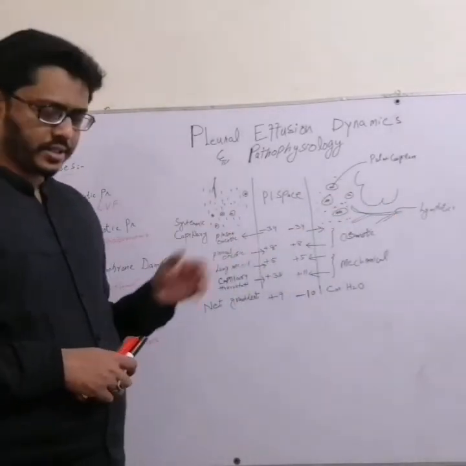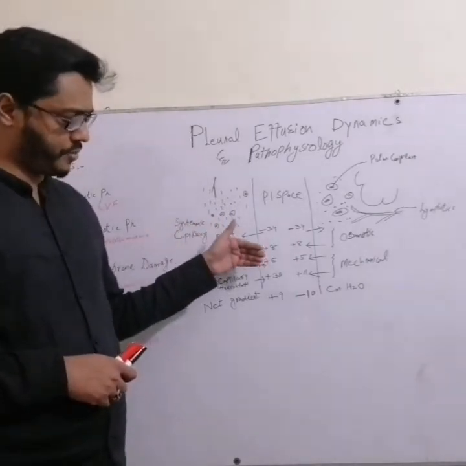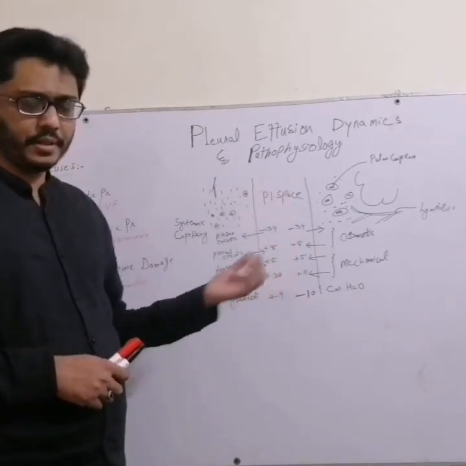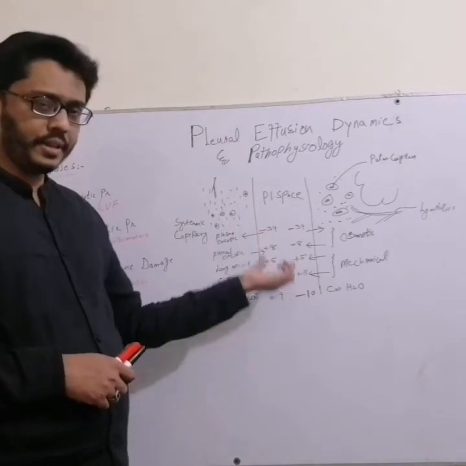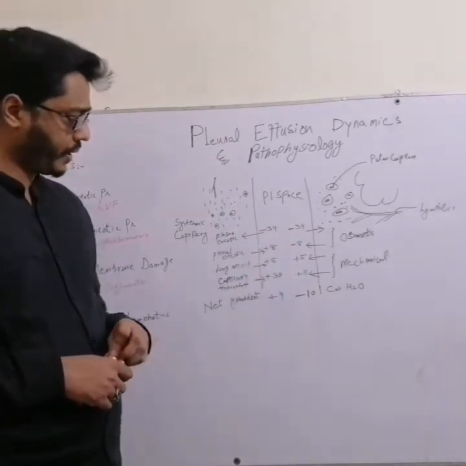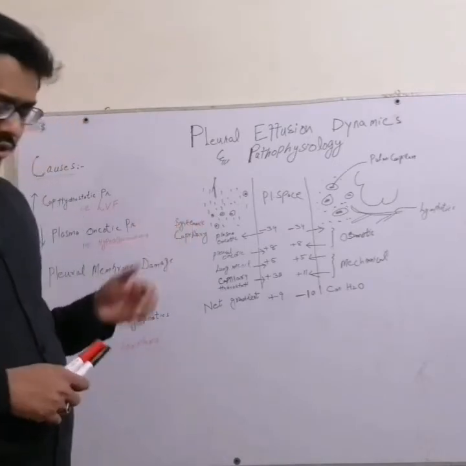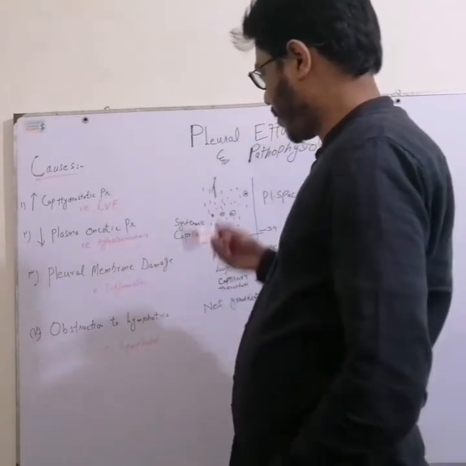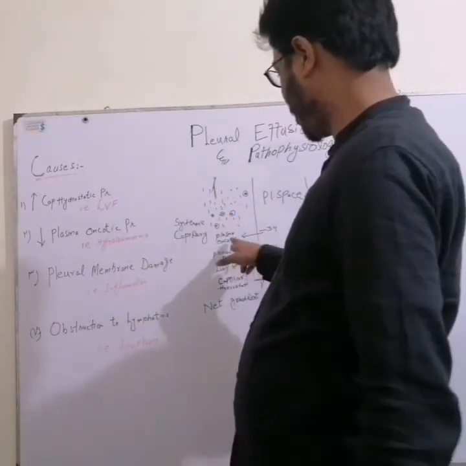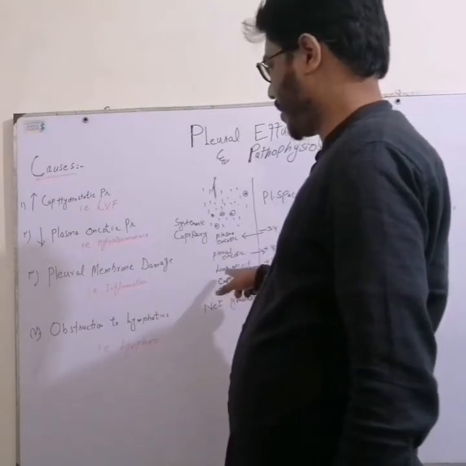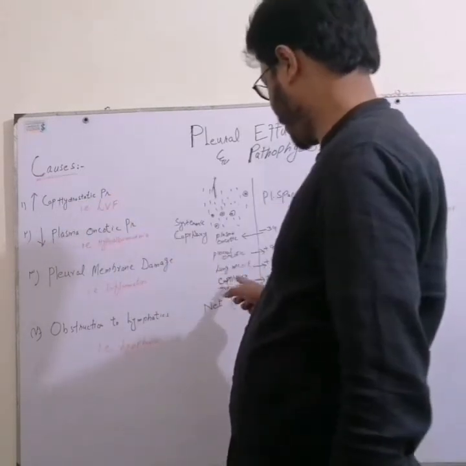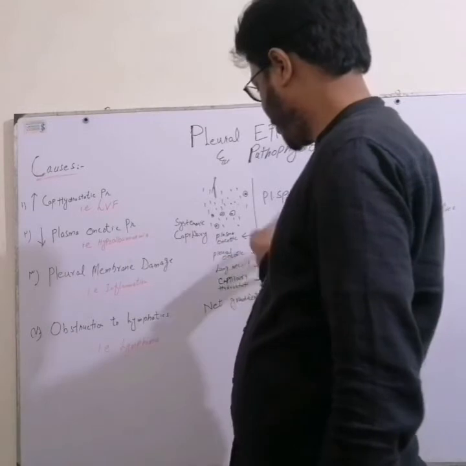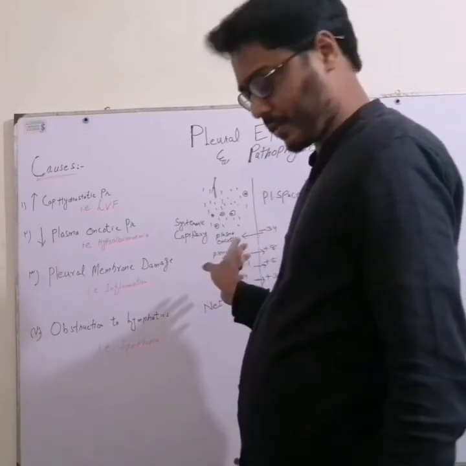So there is a net balance between the filtration of the fluid and its absorption. Whenever this balance is disrupted, it leads to the accumulation of fluid in the pleural space. So what are the causes which lead to the development of pleural effusion? Pleural effusion can develop whenever there is an increase in the capillary hydrostatic pressure. If it is increased, it will lead to more filtration of fluid into the pleural space.